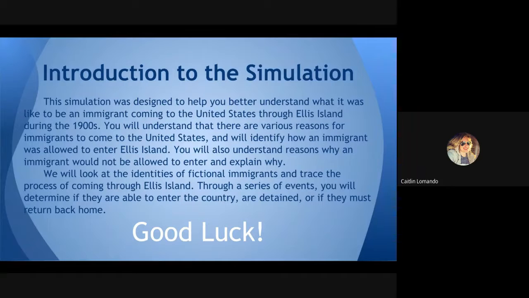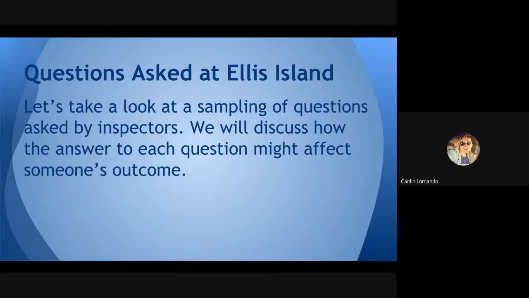You will understand that there are various reasons for immigrants to come to the United States and will identify how an immigrant was allowed to enter Ellis Island. You will also understand reasons why an immigrant would not be allowed to enter and explain why. We will look at the identities of fictional immigrants and trace the process of coming through Ellis Island. Through a series of events, you will determine if they are able to enter the country, are detained, or if they must return back home. Good luck. All right, first let's look at some questions that were asked at Ellis Island.